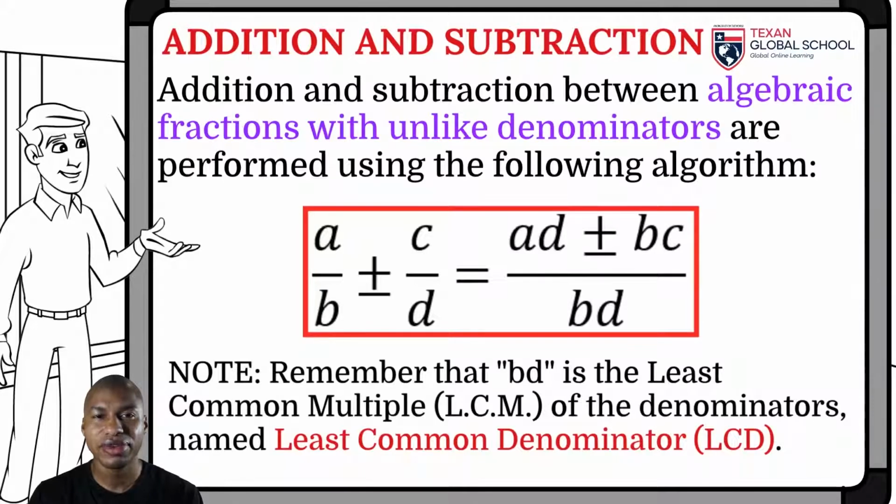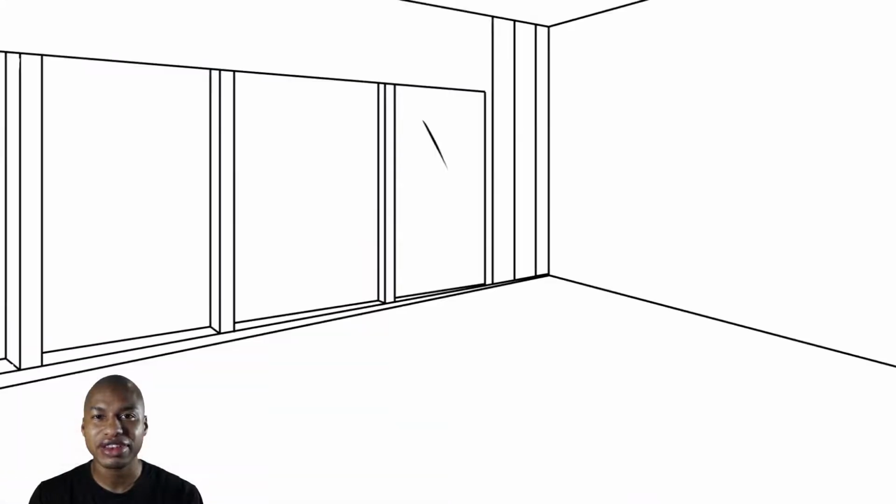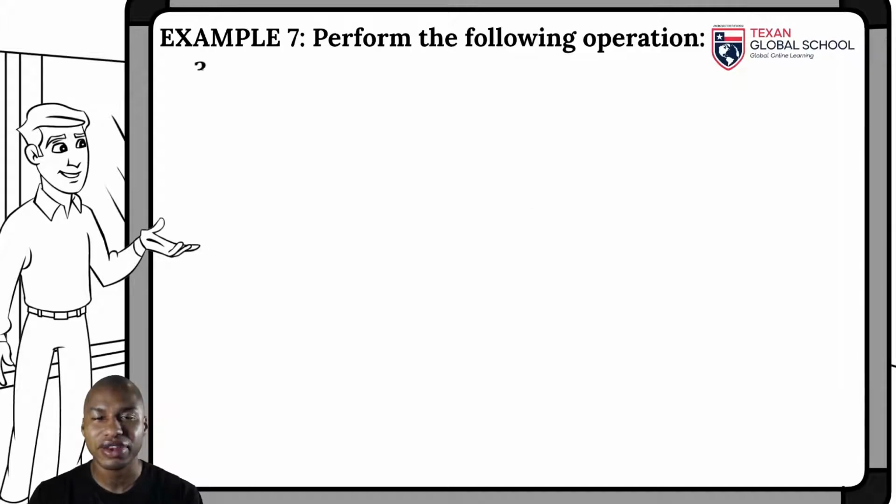The addition and subtraction between algebraic fractions with unlike denominators are performed using the addition and subtraction algorithm between arithmetic fractions. That is, the least common multiple is calculated, known as the least common denominator. It is divided by each denominator and multiplied by the numerator. Subsequently, the additions or subtractions of the numerator are performed. Let's look at an example.